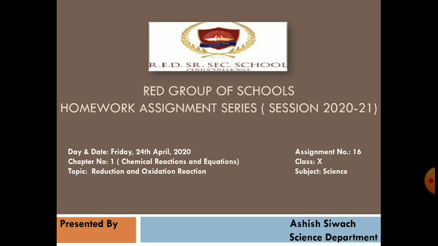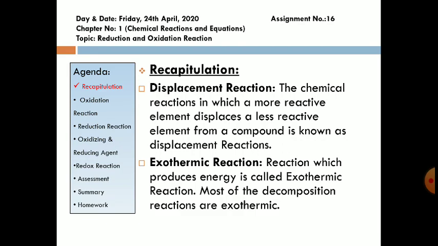Today we will discuss assignment number 16, reduction and oxidation reactions. Today we will first recapitulate what we have studied till date, then the definition of oxidation reaction, reduction reaction, what are oxidizing agents and reducing agents, then the definition of redox reaction, then we will assess what you have learned today in the last summary, and lastly we will be doing homework. So first of all we will recapitulate.